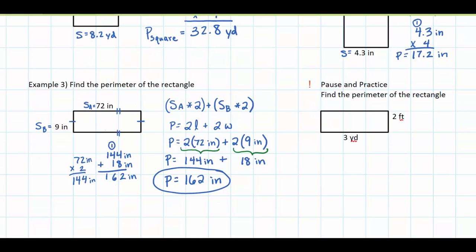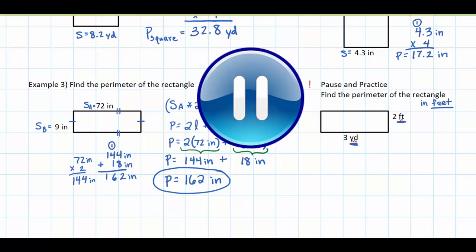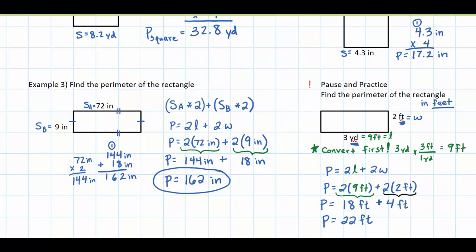The practice problem says, find the perimeter of the rectangle. We're going to find this perimeter in feet. This is important because notice the units are not the same. We have yards and we have feet, so we need to convert everything to feet. Please attempt this practice problem on your own by pausing the video now. Notice the problem has been solved for you. Please use this to check your work and correct any errors you might have made.